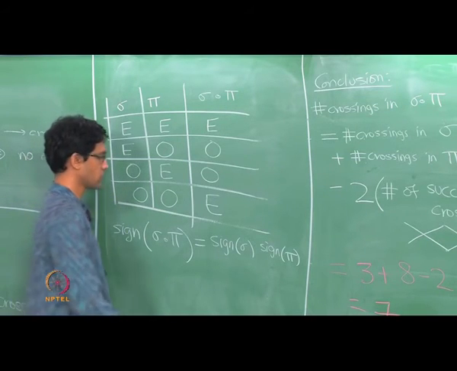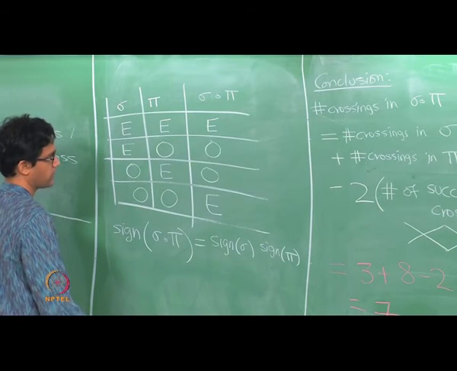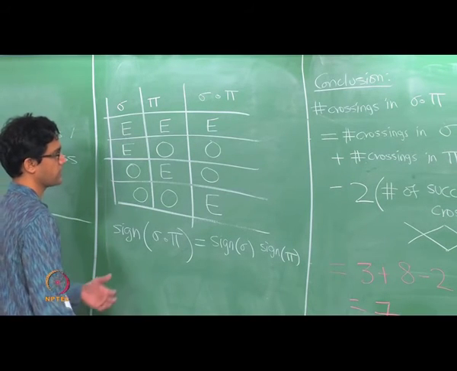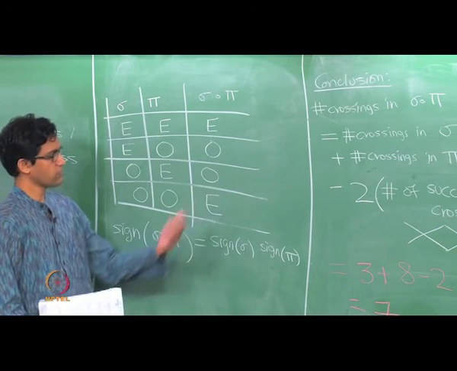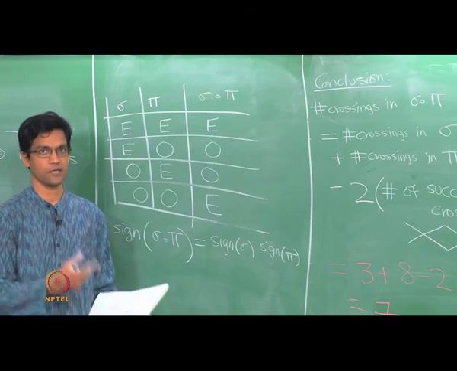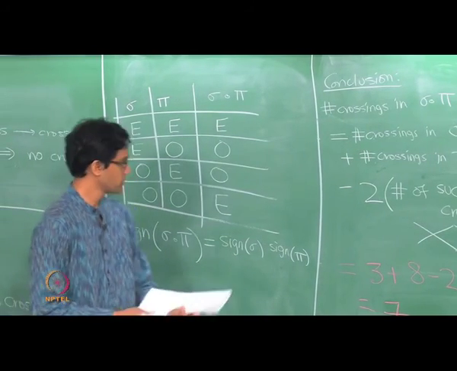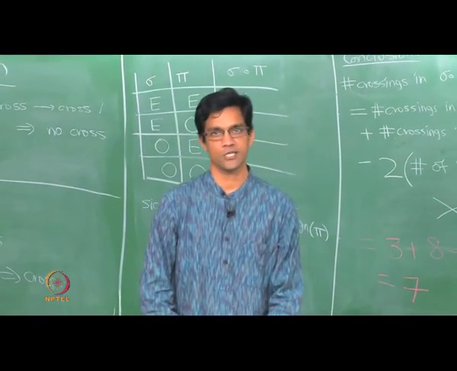This is sometimes called the multiplicativity of the sign function, and what we have done is try to understand it in terms of the inversions and a little more pictorially in terms of these crossings in the diagram itself. So next time we look at still more properties of permutations and signs and so on.